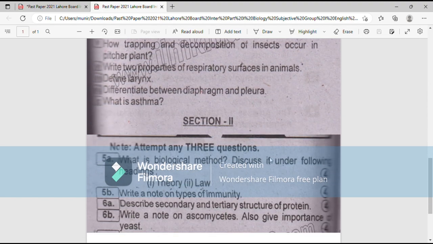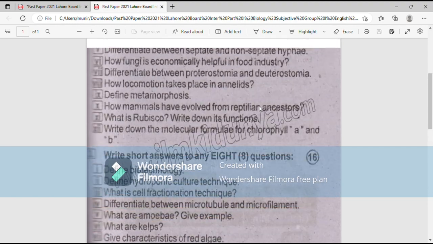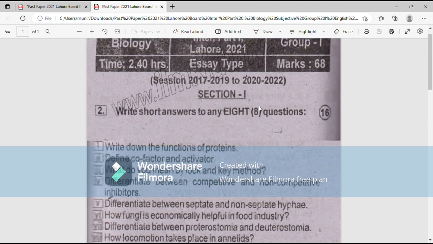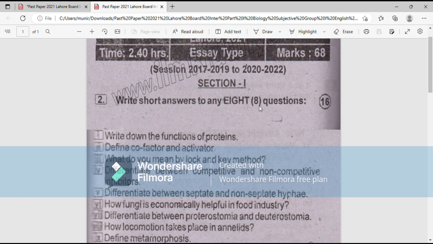So there is section number 2. In section number 2, these are the long questions. Each question contains 4 marks, and there are a total of 5 questions in this, each containing part A and part B. You have to attempt only 3 questions out of all these. You can take a screenshot of all this paper. So this is all about the essay type or subjective type of the biology paper inter part 1 of Lahore board of year 2021. It is group 1.